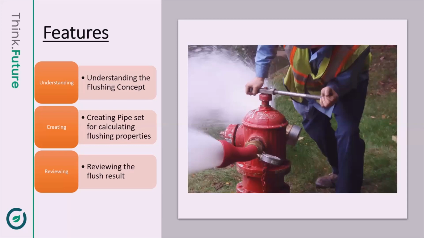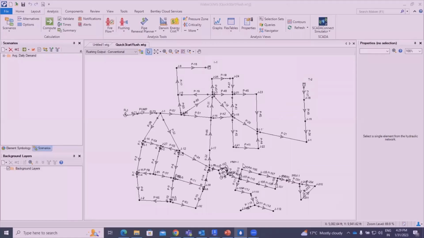Now I'm switching to the software, and we'll have a live technical session on how we are going to perform a unidirectional flushing. Let's suppose this is my water distribution sample network, and we have to provide a unidirectional flushing event within this distribution network. Generally, we can provide two types of flushing event.